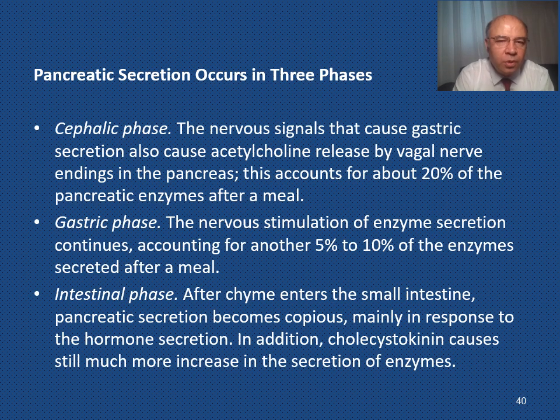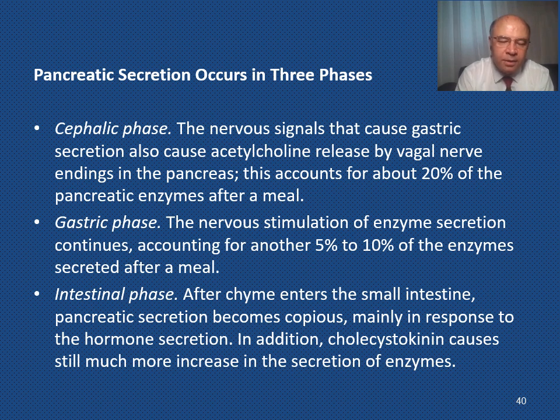Pancreatic secretion occurs in three phases. First, the cephalic phase. Nervous signals that cause gastric secretion also cause acetylcholine release by vagal nerve endings in the pancreas. This accounts for about 20% of the pancreatic enzymes after a meal. And the second, the gastric phase. In the gastric phase, the nervous stimulation of enzyme secretion continues, accounting for another 5 to 10% of the enzymes secreted after a meal. And the third, the intestinal phase.